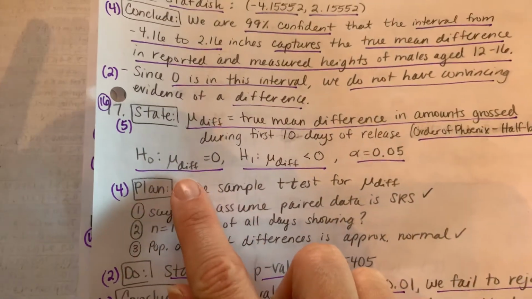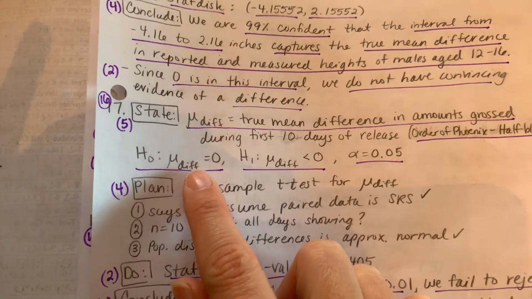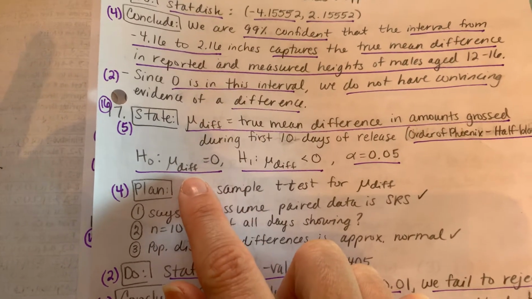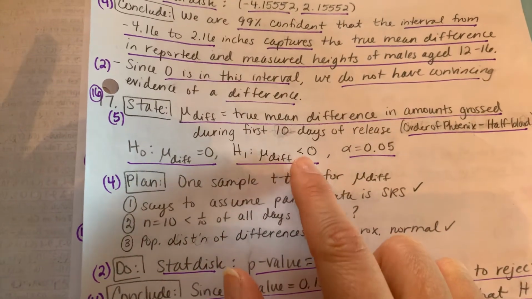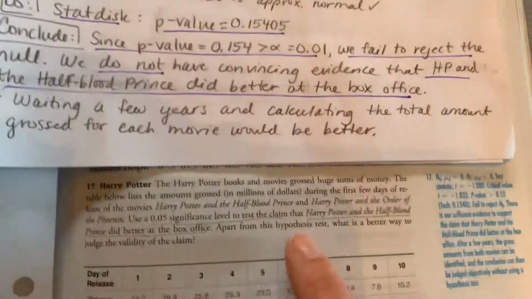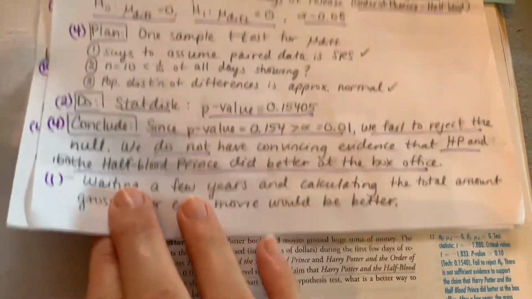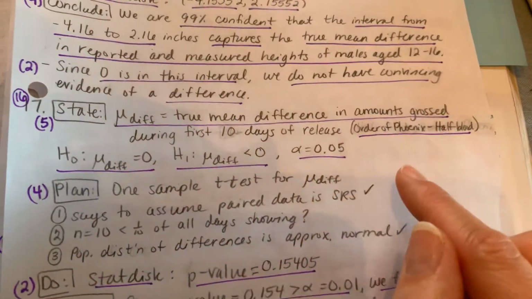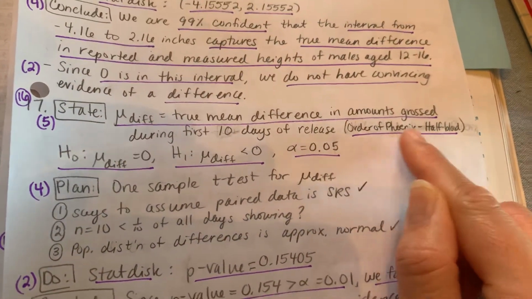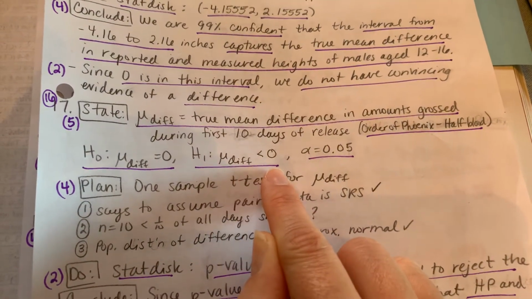Okay, so then when I did my hypotheses, again, the null is always that it's equal to 0 for these differences. But then the alternative was that this is less than 0, because I want to test the claim that the Half-Blood Prince did better. So I'm thinking the Half-Blood Prince has more money, and if the Half-Blood Prince has more money, then when I subtract, this will be a negative value. So mu diff will be less than 0. Okay, and you do have to make sure that you enter that correctly into StatDisk.